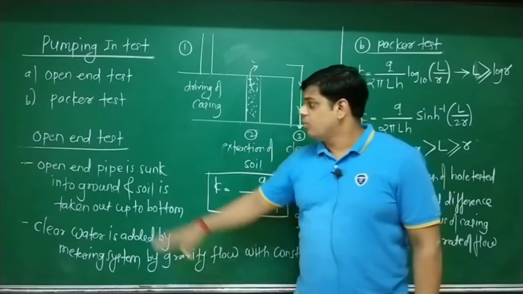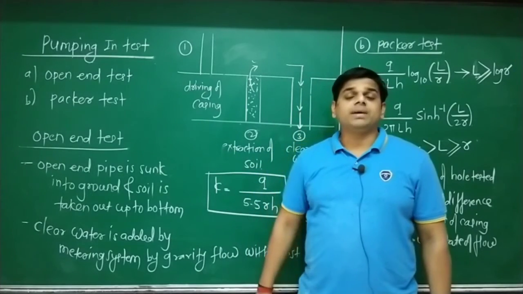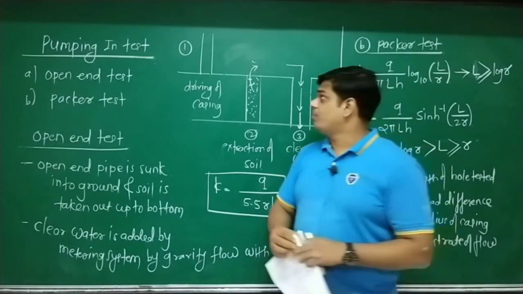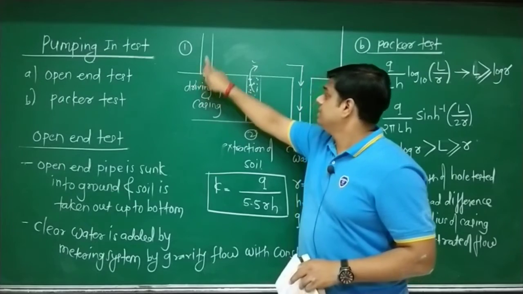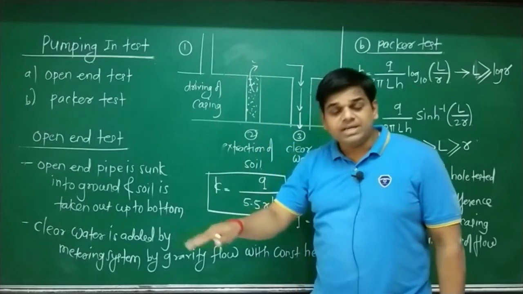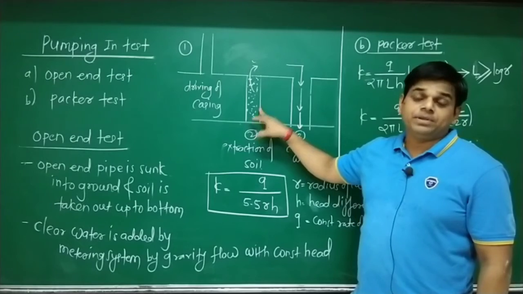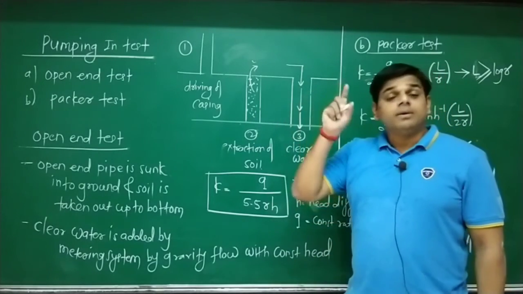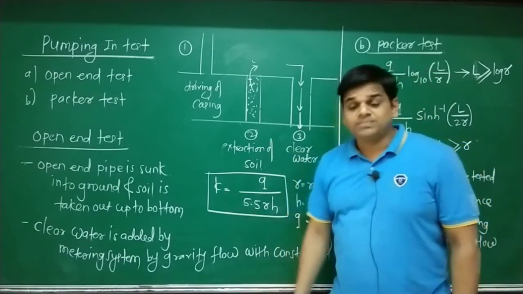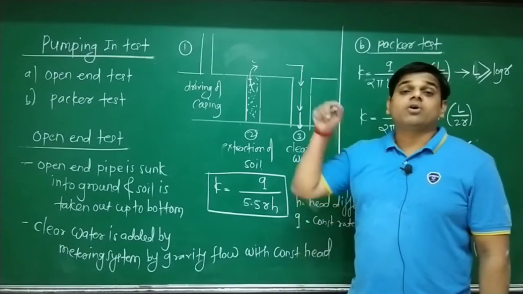Now let's discuss first open end test. Open end test. A PVC pipe or a steel casing is driven inside the ground. That casing is open at both top and bottom. That casing is driven inside the ground and then soil is extracted from the pipe. The soil which comes inside the casing, that soil is extracted by using special dredging tools. Now after dredging the soil, the casing is ready to pass the water at a constant rate.